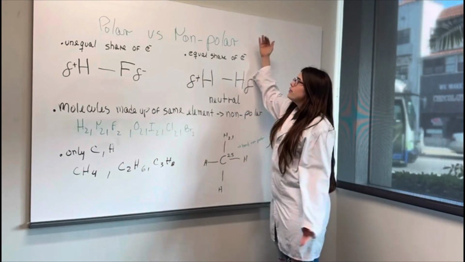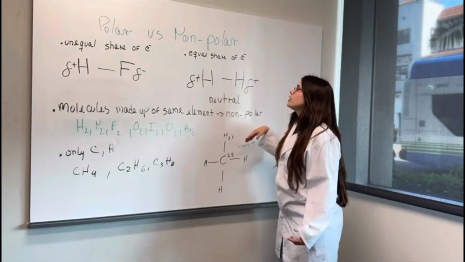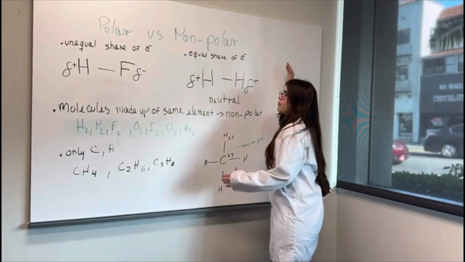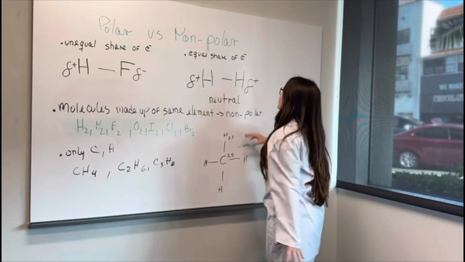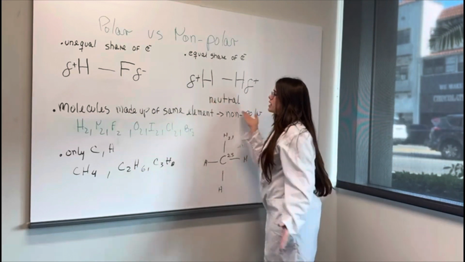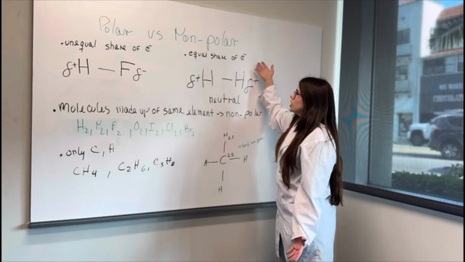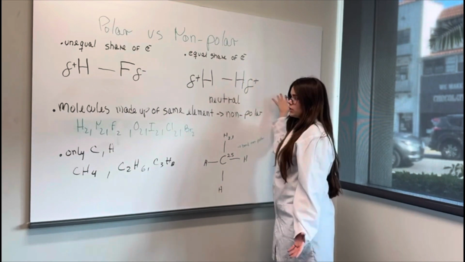Secondly, we have non-polar molecules. Non-polar molecules share the electrons equally. For example, hydrogen gas. We have hydrogen positive and we have hydrogen positive. They share the same properties and they're both positive, making this molecule neutral, meaning that they are going to share the electrons equally.